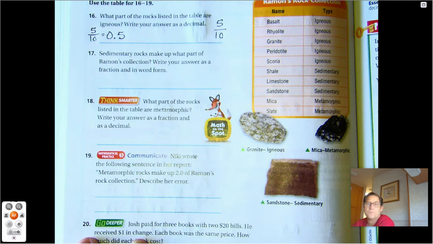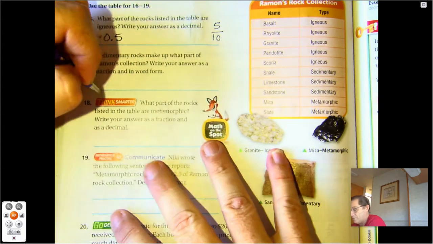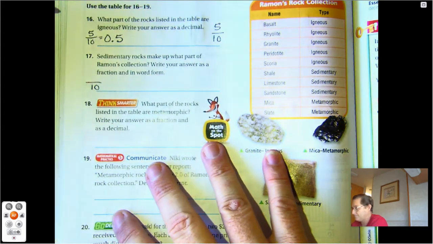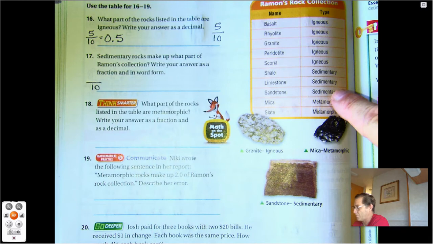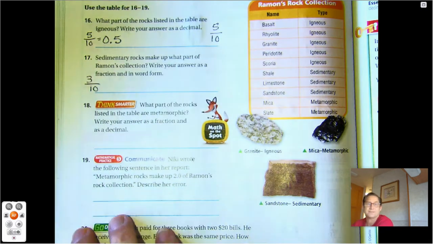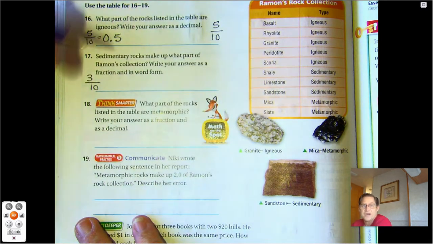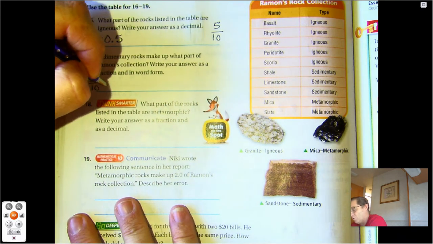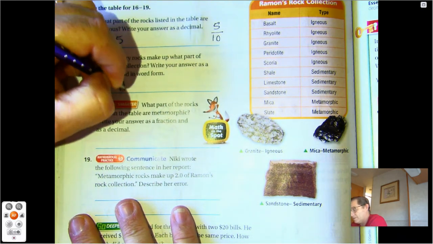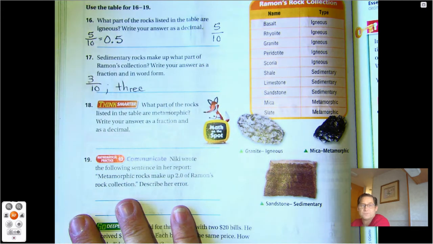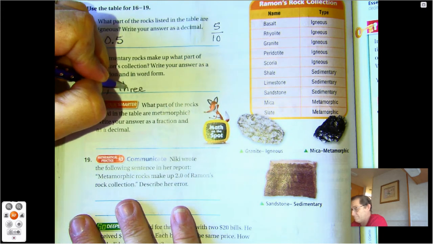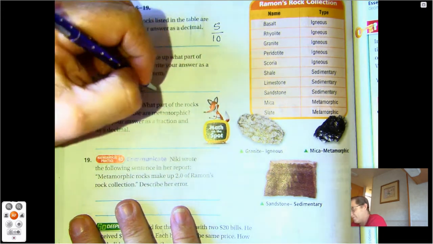Sedimentary rocks make up what part of Ramon's collection? Write your answer as a fraction and in word form. Okay, so sedimentary. Again, we know we have 10 rocks. Sedimentary, there are 3 that are sedimentary. So that's the fraction, 3/10. In word form, the number 3 written in words is 3. 3 what? 3 tenths.